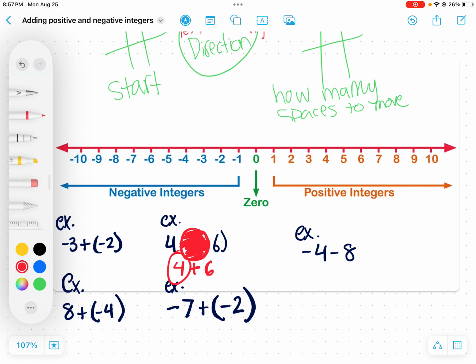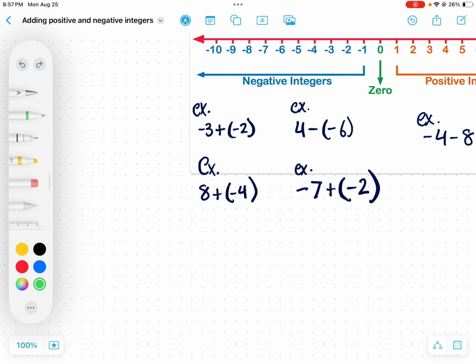First number is where we start, so we're going to start at +4. The positive sign in the middle tells us we need to go to the right. And we're going to go to the right 6 spaces. 1, 2, 3, 4, 5, 6. That puts us at 10. Okay? Let's go ahead and do another one. We're going to do this one right here.